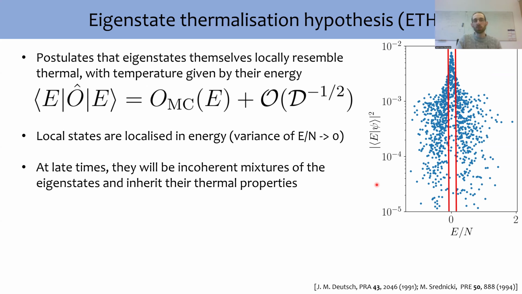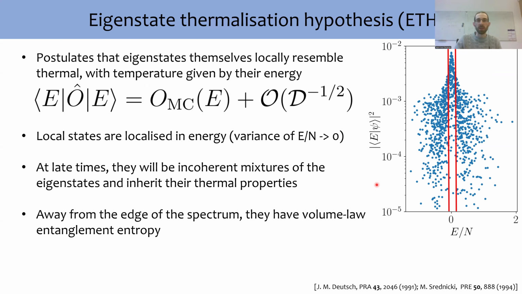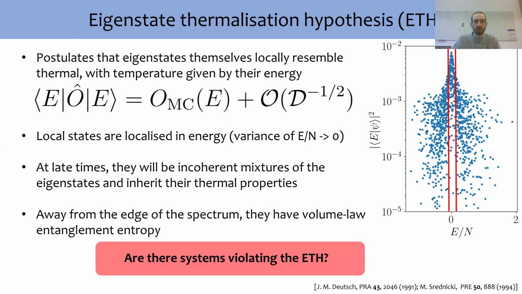And the ETH also predicts a bunch of other things. For example, that away from the edges of the spectrum, the eigenstates have volume law entanglement entropy. So the entanglement entropy scales with the volume of the subsystem, and a few important things like this. And so now that we have the basis of thermalization, we can ask, well, in what case does the system not thermalize? Are there systems that violate the ETH?